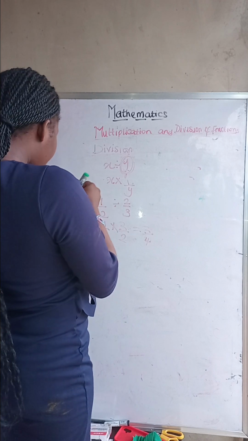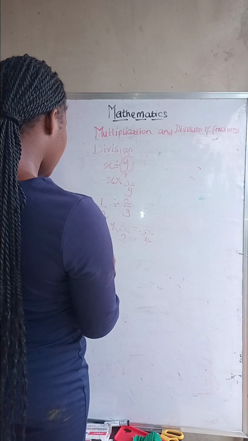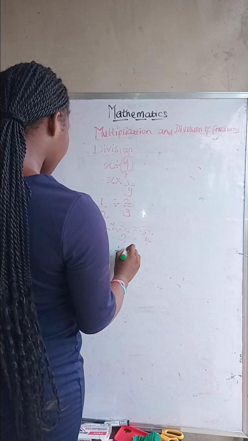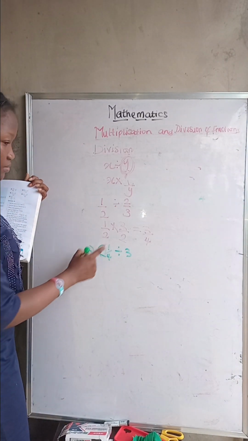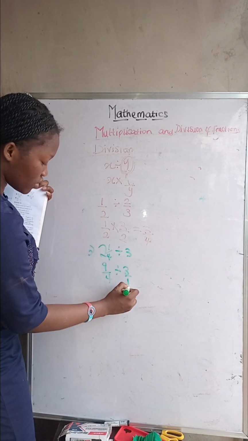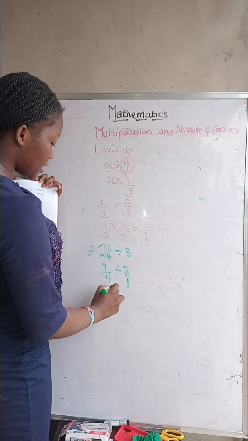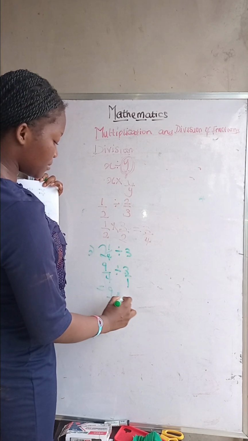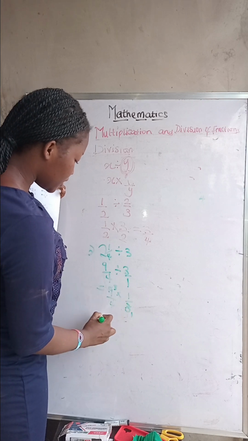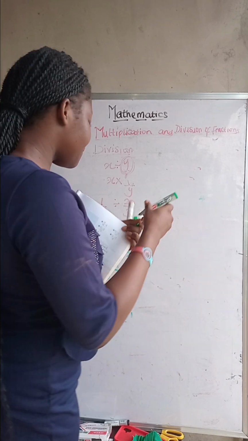So if you have 2 whole number 1 over 4 divided by 3. So 4 times 2 is what? 8 plus 1, that's 9. So we have 9 over 4 divided by 3 over 1. If you see a whole number like this, it means it's 3 over 1. So you say 9 over 4 times 1 over 3. 3 here 1, 3 here 3. 3 times 1 is what? 3 over 4. So that's 3 over 4.